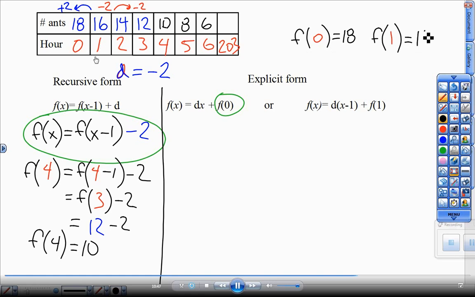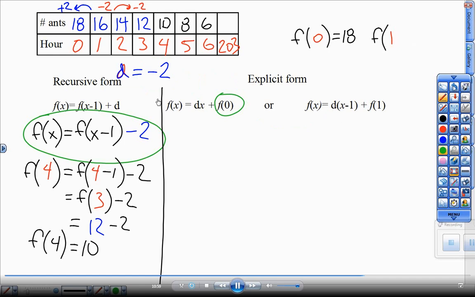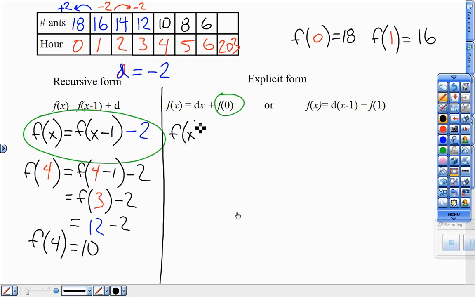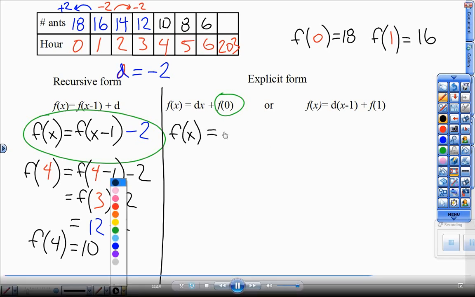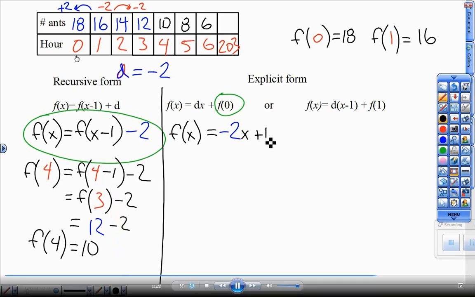The function at the first term is 16. So I'll use both of those numbers. And I'm going to use that -2 in both spots for x. So here I go. The equation I'm going to use first, with the common difference number, slope, and the y-intercept number, or the f of 0 term. That's going to give me f of x equals, and then make sure you put -2 there in front of x, -2x, plus the value of the function at the 0 term, 18.